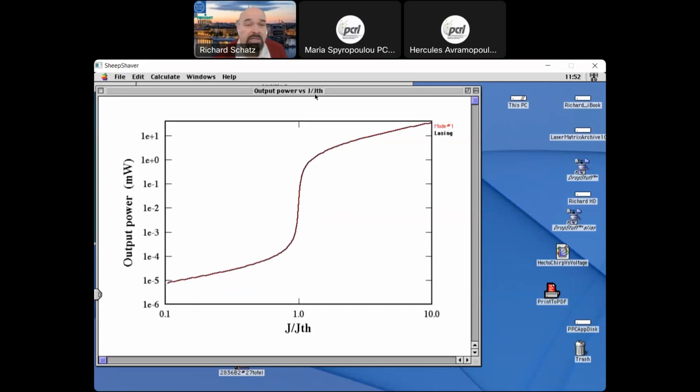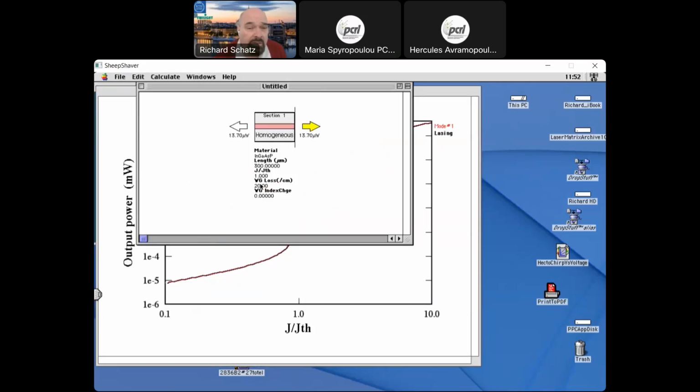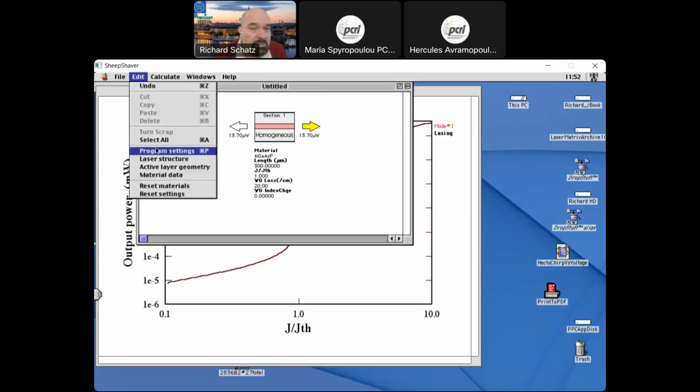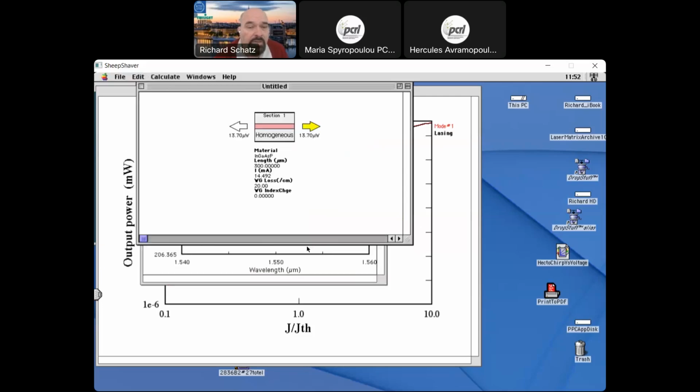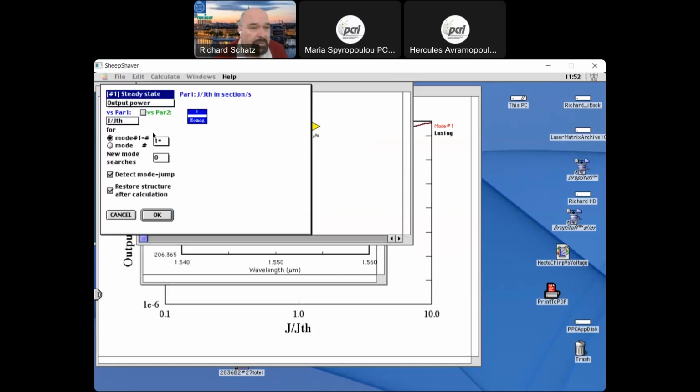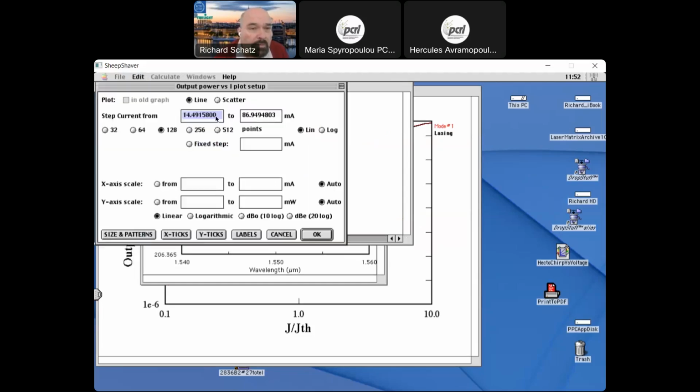Then instead of having current density over threshold current density here, I will change this to current instead. And then we can see what happens with the laser if you increase to very high currents and calculate the same output power versus current. So I step the current from maybe 10 milliamp, which is below threshold, up to 600 milliamp.